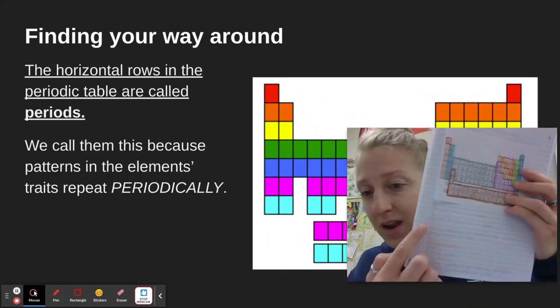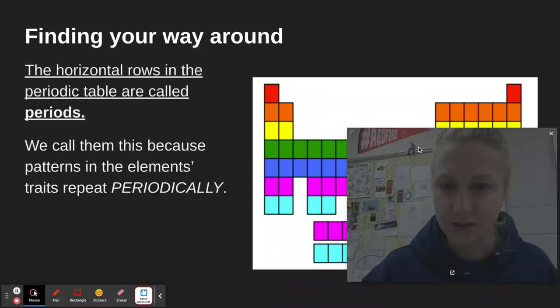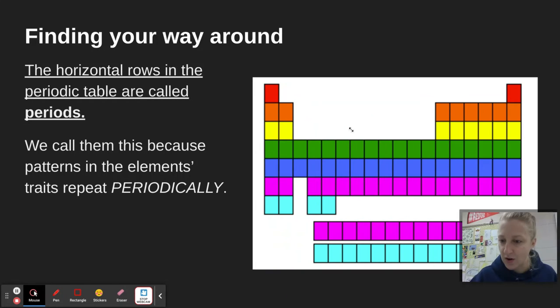The first thing I want you to write underneath your table is some navigational things. The first thing is that we call the horizontal rows in the periodic table periods. We call them that because traits repeat periodically. So there are actually 7 periods in the periodic table, and they're color-coded here. Period 1, period 2, 3, 4, 5.